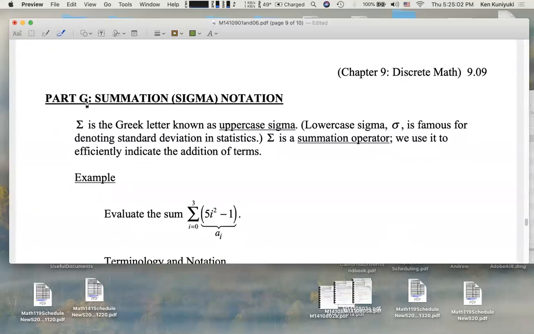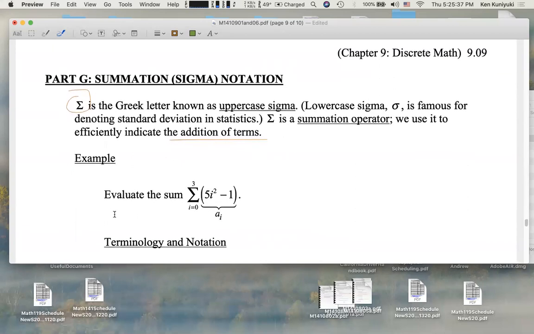So basically, this symbol here is the uppercase Greek letter sigma. If you've taken statistics, you remember his little brother. Lowercase sigma stands for standard deviation, a measure of spread in data. The big brother, uppercase sigma, stands for summation. It's a summation operator. So we use it to efficiently indicate the addition of terms. We take the sum of terms in a sequence. That's why this stuff's here, because we often add up terms in a sequence.